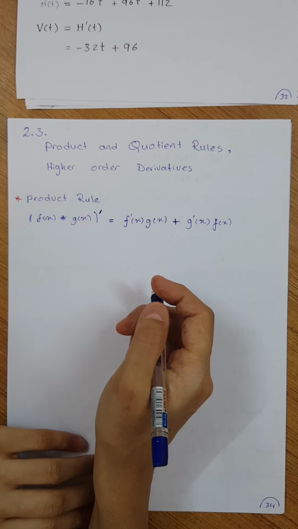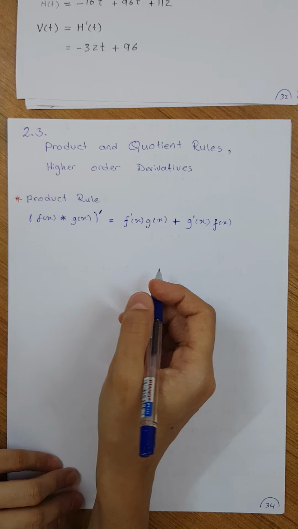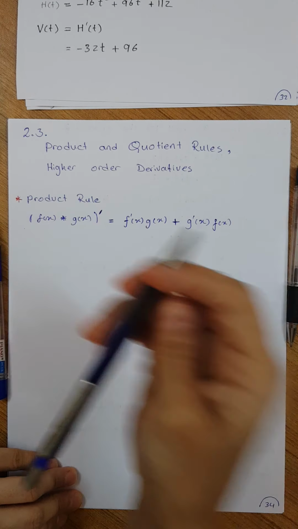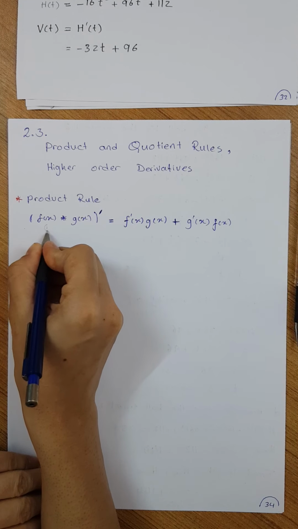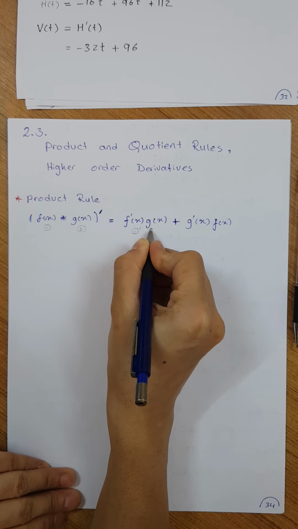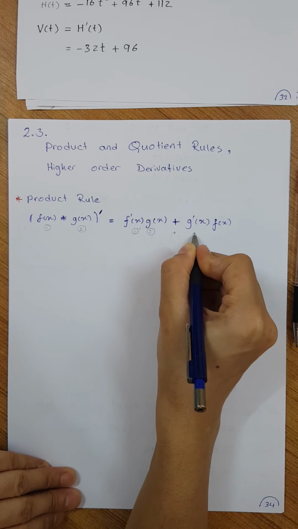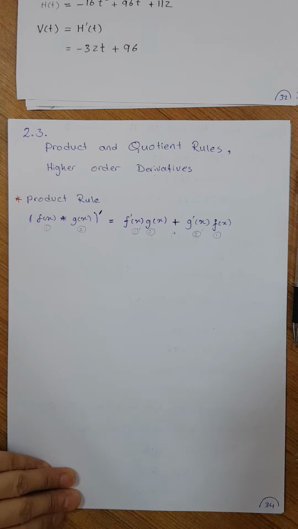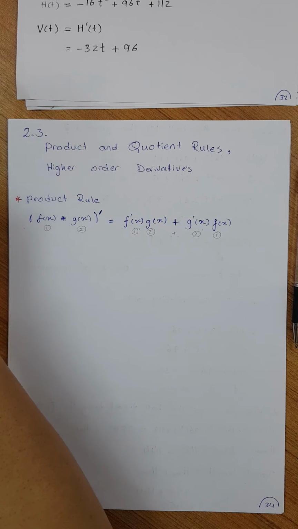So in general, we can say that this is the first function and the second function. I always write it like that. That is number one function and that's number two. I will always say first one's derivative multiplied to the second one, plus second one's derivative times first one. Okay, so let's give an example about that.